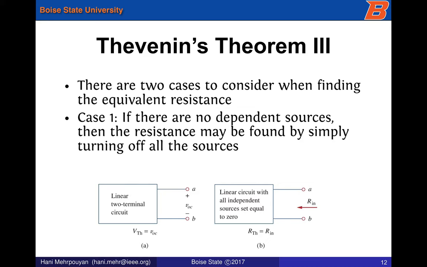As I mentioned, when you're trying to find the equivalent resistance, there are two cases. Case one is that you don't have any dependent sources. So you find the resistance by simply turning off all the sources. We've done this before when we were looking at superposition, remember? So we're using superposition again here. When you turn off a voltage source, you replace it with a short. And when you turn off a current source, you replace it with an open circuit. So that's what you would do, and then you look at the equivalent resistance of the circuit when you're looking into it.